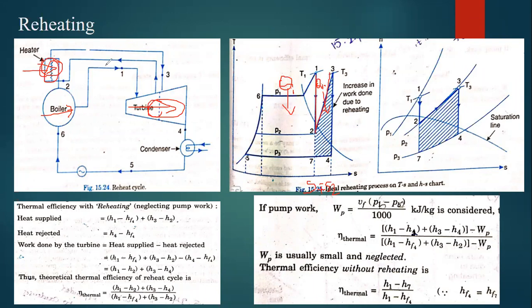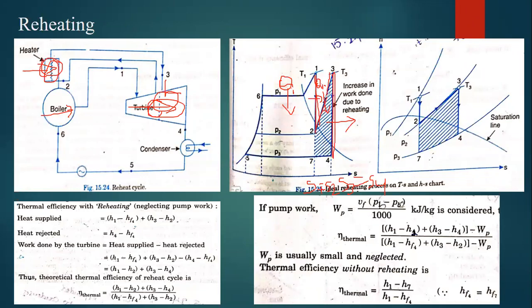Again we feed that to the turbine, and within the turbine again some isentropic expansion is going to be there. So if there is isentropic expansion from here, S3 is equal to S4 here. Since it is isentropic expansion within the turbine, one work output is going to be there, and another work output is going to be there. So there are two heat inputs and two work outputs.